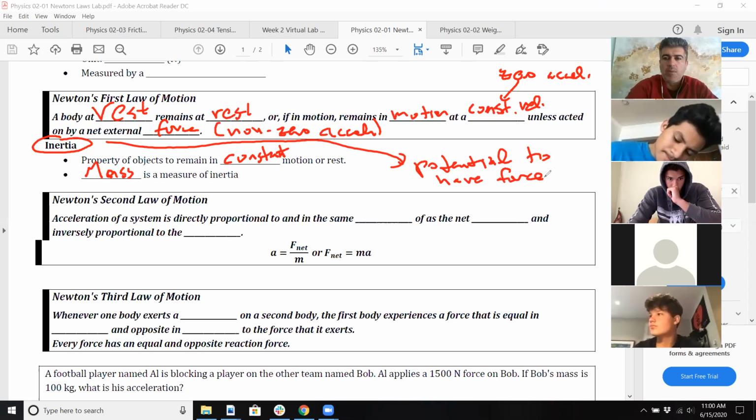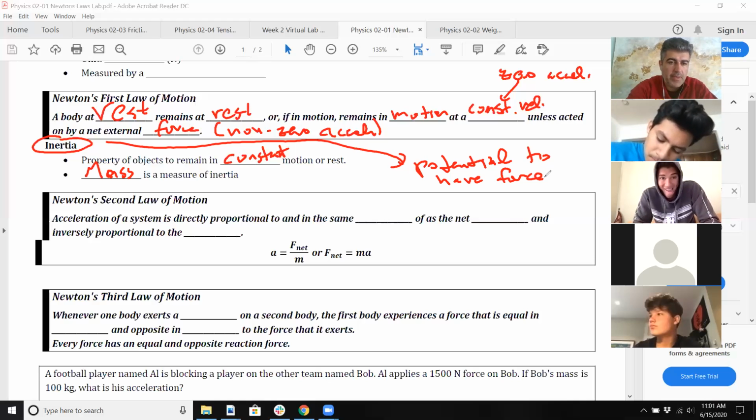If you look at a really big football player, he probably would have a lot of inertia. You'd probably be a little bit threatened by him, because he has the potential to bring a lot of force, if he's running really fast with a football. So inertia is more just a property, and mass is a measure of inertia. We'll get into more of those details later.